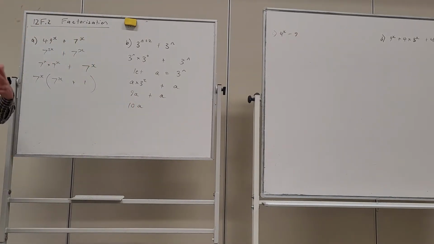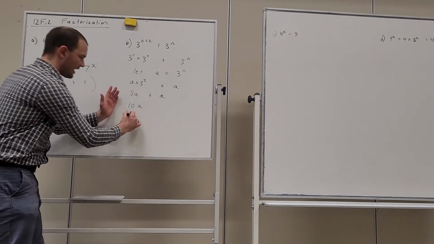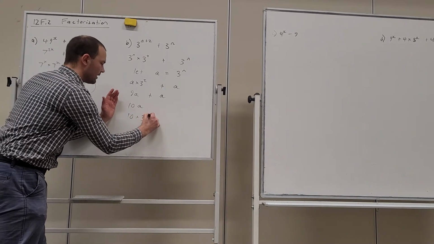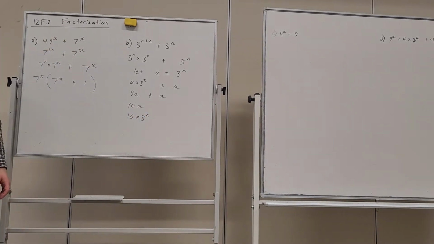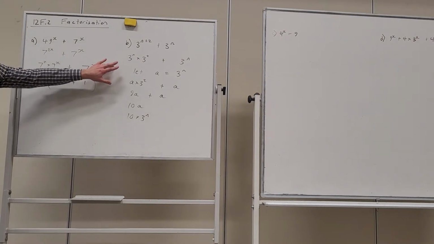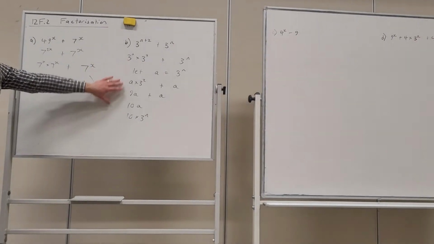And then you say, well, what is a? What do we define it as? A is 3 to the power of n. So 10 times 3 to the power of n. Okay, so that's one path that we can follow. We can make that recognition.